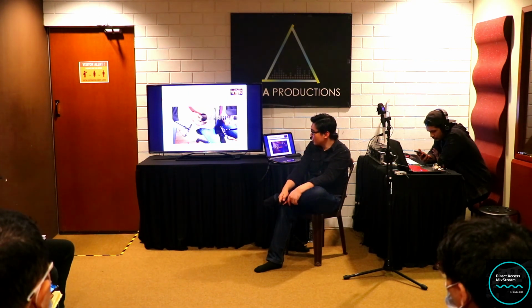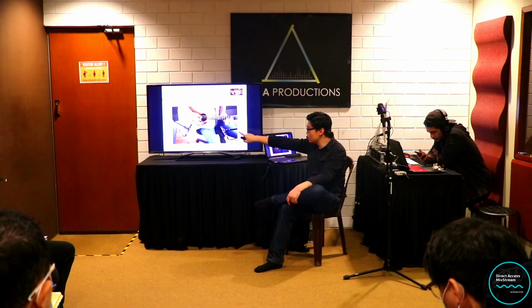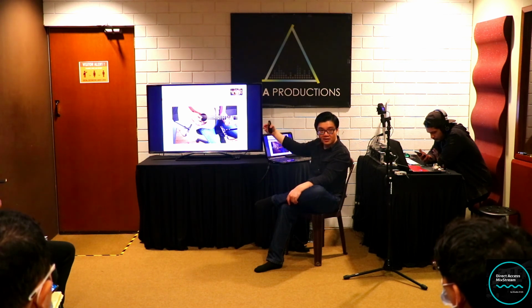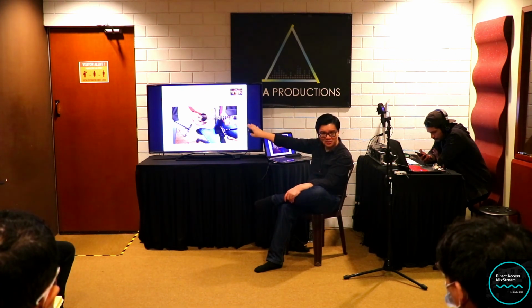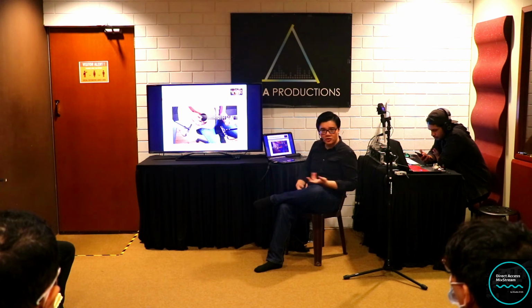Here, as you can guess, this is a spaced pair, the AB method. Again, you can see that this is roughly 3-to-1 distance, the distance between the 2 mics compared to the distance to the instrument, to the source. The ratio is roughly 3-to-1. Maybe we should take a measurement and see whether it's exactly that or not. So this is your spaced pair.